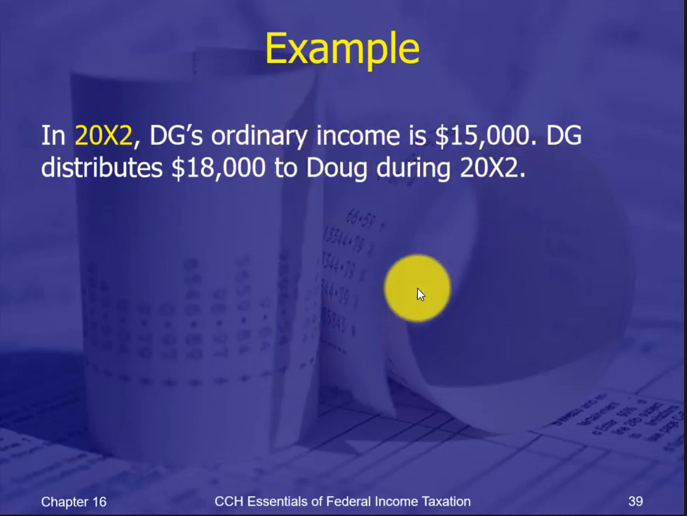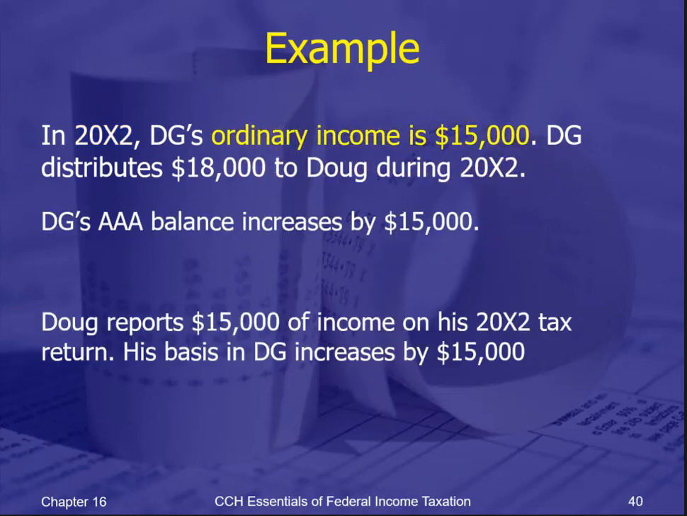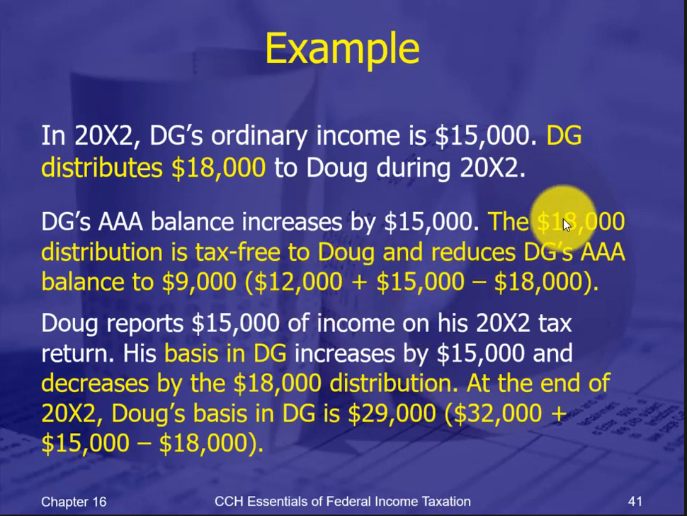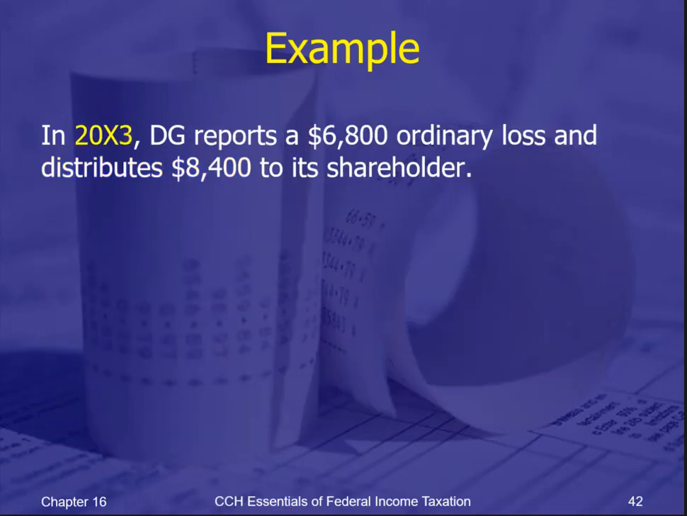Ordinary income 15, distributes 18, so more than that income. The AAA balance increases by the 15, he reports it on his income taxes, and his basis increases by 15. Okay, the 18,000 is tax-free because it comes out of AAA, and his new AAA balance is 9,000. His basis becomes 29,000 because it's reduced by the distribution. Started at 32, increased by the income, reduced by the distribution.